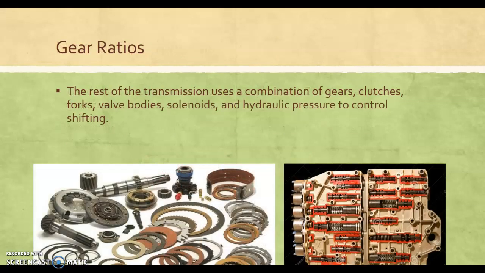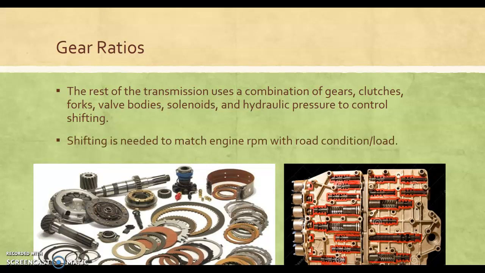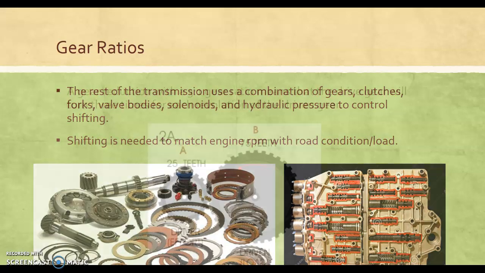Basically, all these transmissions use a combination of gears, clutches, forks, valve bodies, solenoids, and hydraulic pressure to control the shifting. It's basically needed to match engine RPM with road condition and load, but if you look at these pictures, there's a ton of stuff that can go wrong as well. So very complicated gearboxes are required. All these components can leak, break, crack, wear, you name it. Anything that doesn't work is going to make the transmission basically useless, inefficient, and can leave you stranded. So real complicated devices to basically just create these gear ratios.